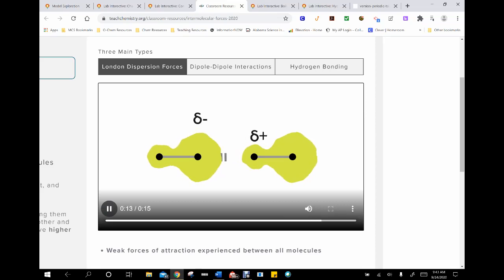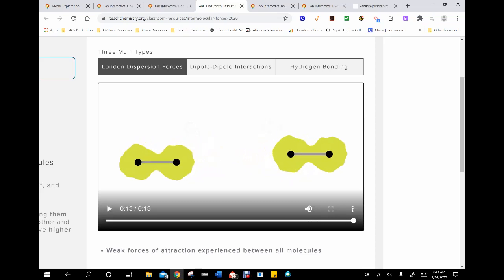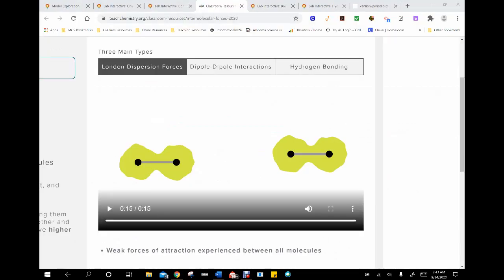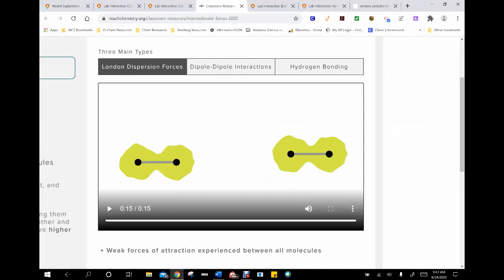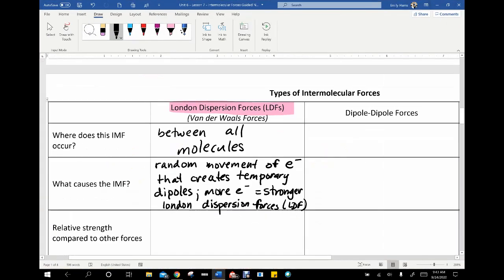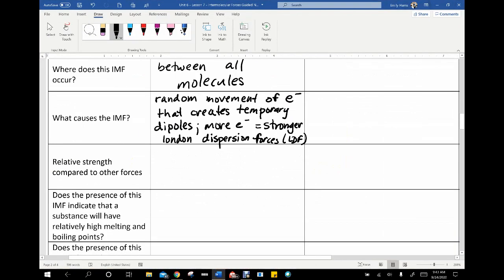But you'll notice this isn't a permanent effect, and then they separate and kind of go on their way. So that's where the word temporary comes into play. Now with bigger molecules, these electron clouds are going to be bigger, and so we're going to see a bigger effect. And so that's why London dispersion forces are size dependent. Now out of the 3 forces that we're going to cover, these London dispersion forces are generally the weakest.